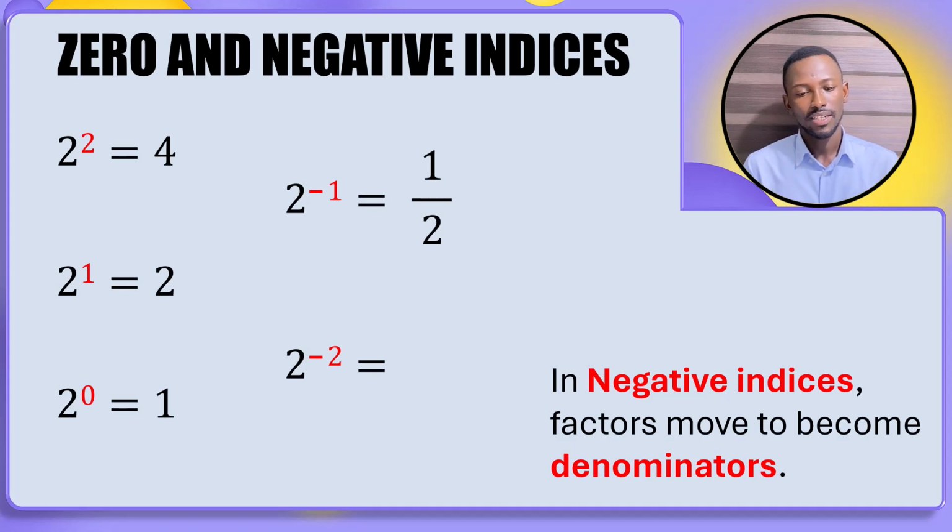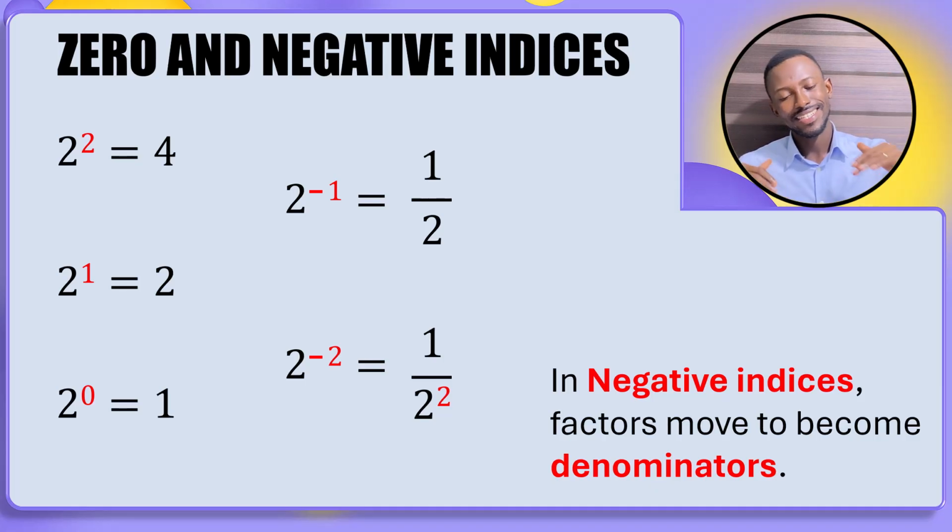What about 2 to the power negative 2? Now look at what that gives us. That gives us 1 divided by 2 to the power 2. So this becomes clear. We have 2 to the power negative 2 equal to the reciprocal. You pick the factor and you reciprocate it. So that's what you mean by in negative indices, factors move to become what? Denominators. Factors move to become denominators.